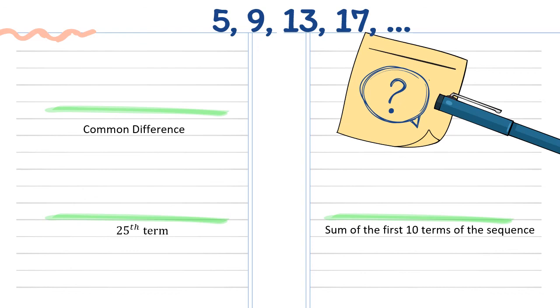Given 5, 9, 13, 17, and so on, the common difference is equal to 4, the 25th term is equal to 101, and the sum of the first 10 terms of the sequence is equal to 230.